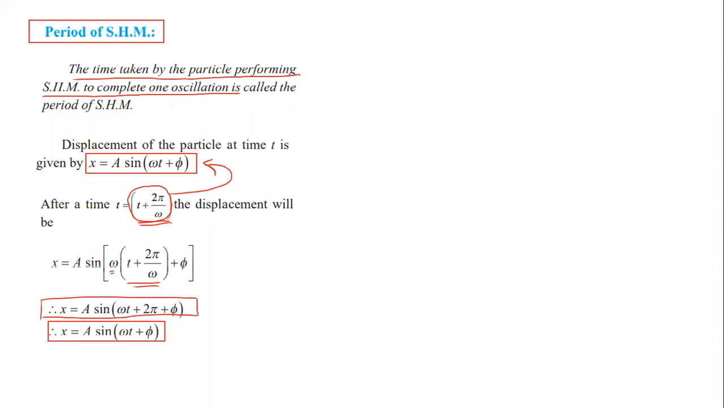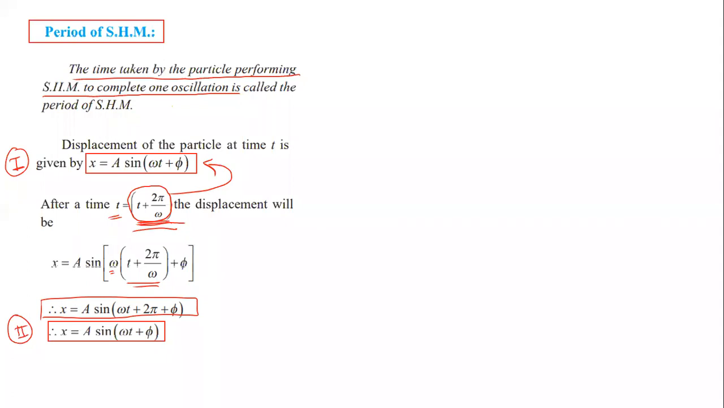So as we substitute time equal to t plus 2 pi by omega, then we get the displacement a sine omega t plus phi. Initially we had written this displacement, then after substituting, after some time t plus 2 pi by omega, we get this displacement. If you see these two displacements, we get the same formula. It means that in this time, the particle completed one oscillation.